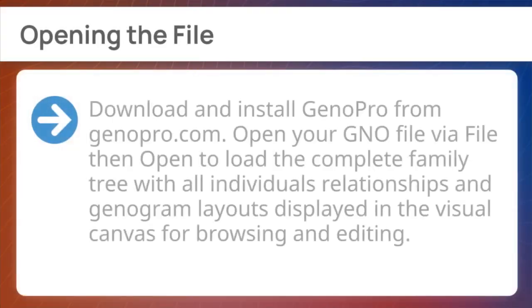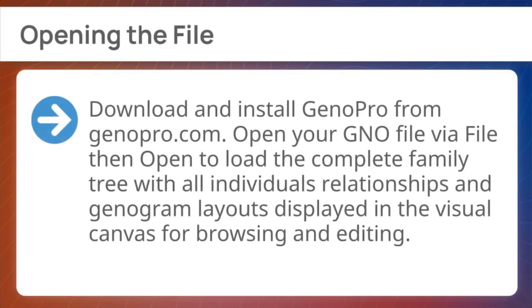First, opening the file. Download and install GenoPro from genopro.com. Open your GNO file via File, then Open, to load the complete family tree with all individuals' relationships and genogram layouts displayed in the visual canvas for browsing and editing.